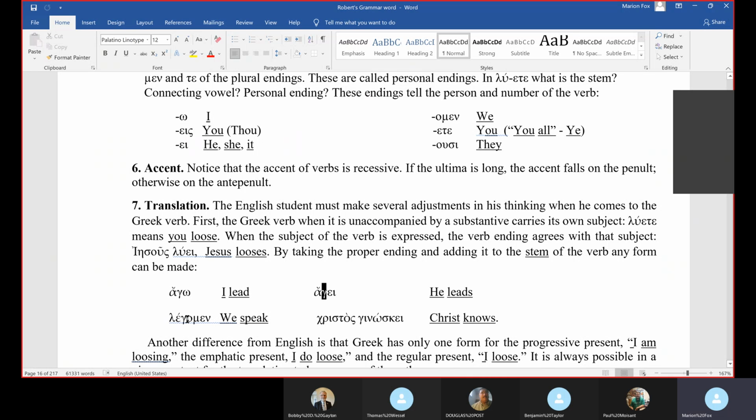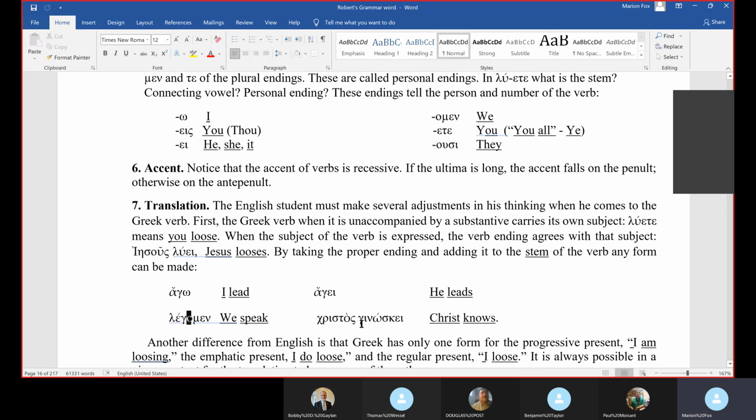We have the word Lego, and we'd end that with an omega right there. Lego would be I speak. Legomen, we'll go back up and see our pattern. Omen is we. It's first person plural. We speak. And if I wanted this to be I speak, it would be Lego. We'd just have an omega in it. If I wanted they speak, it would be Legusi. Put this usi ending on it. Drop the old omen there and add usi, and that'd be they speak. So you have to learn these endings, what they are. Questions?